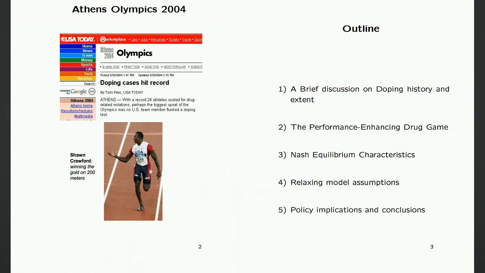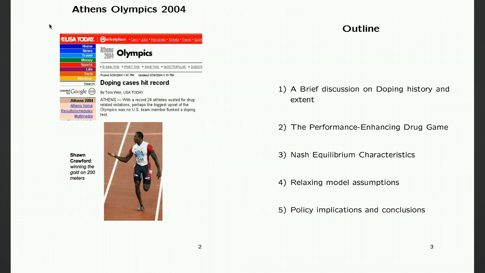If we start talking about drugs, you can see on the left here some kind of clip from USA Today, where they say that 24 athletes were busted for drug-related violations immediately before the Olympics in Athens in 2004. The picture here of Sean Crawford is perhaps somewhat misleading, although he was actually busted in 2013. He got a 2-year ban, but according to himself he was quitting athletics, so it wasn't really a big problem perhaps.